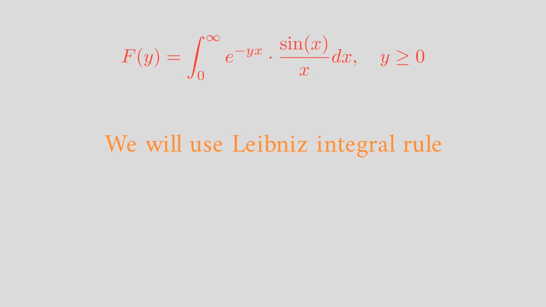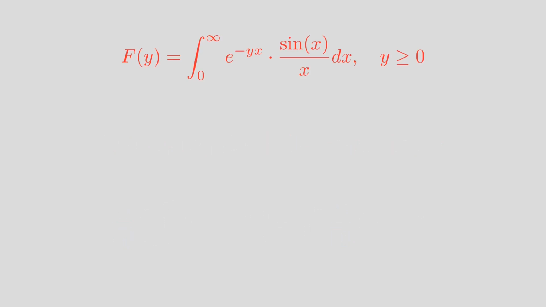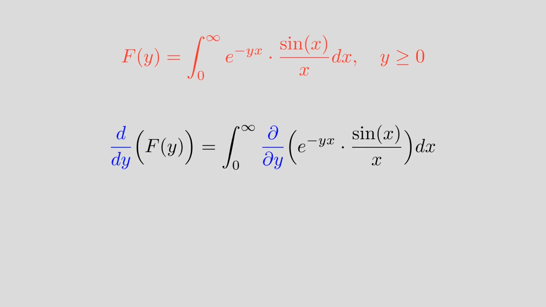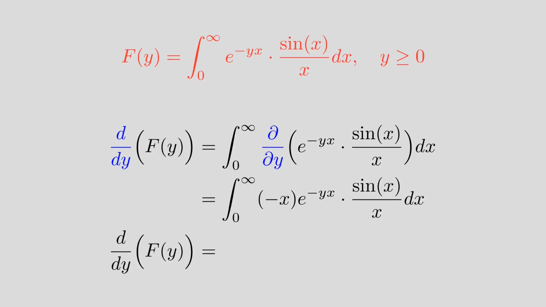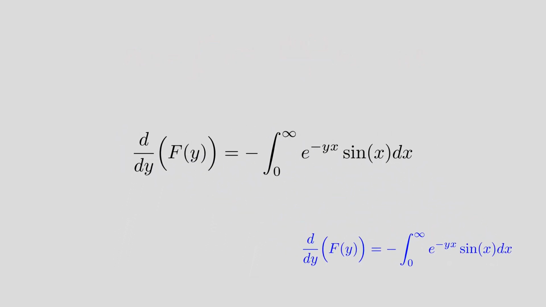Now, we are going to use Leibniz rule for differentiation under the integral sign, which states that under some conditions we can change the order of integral and derivative. Let's apply this on our function. This will give us that the derivative will equal the integral of the derivative in y. And after simplifying, we will get the following. Let's copy this here for the moment.